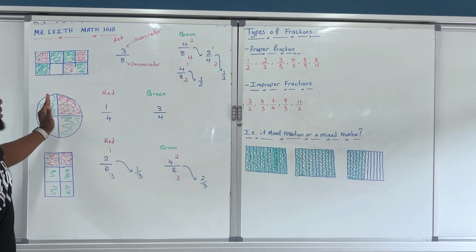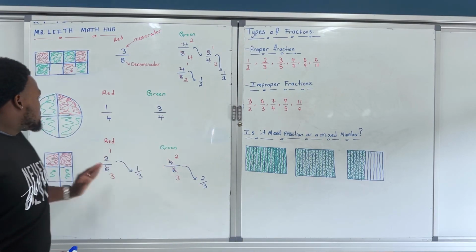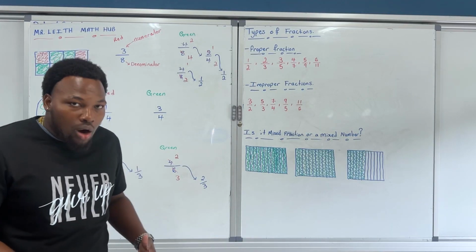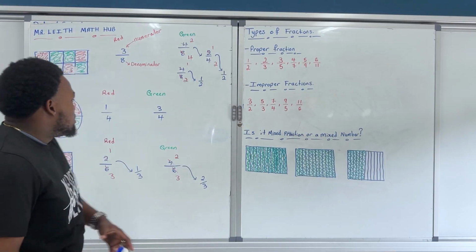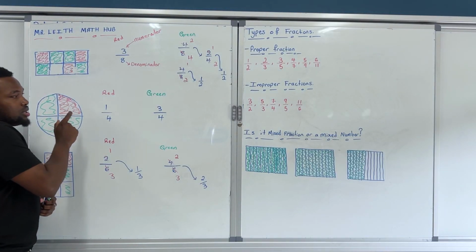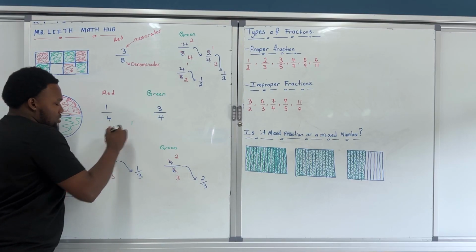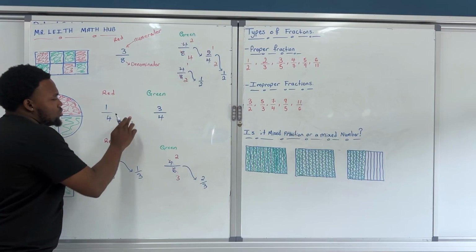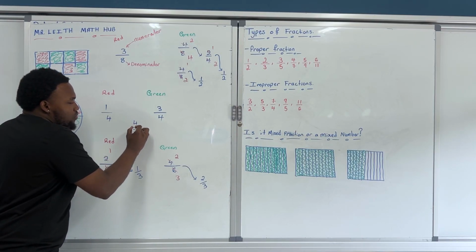So me and my sister just eat up everything right now. So remember, red is me and green is her. So we just eat everything. We eat the entire thing, the whole. A whole is basically one whole. So any number over itself, in this case, the combined thing would have been 4 over 4.